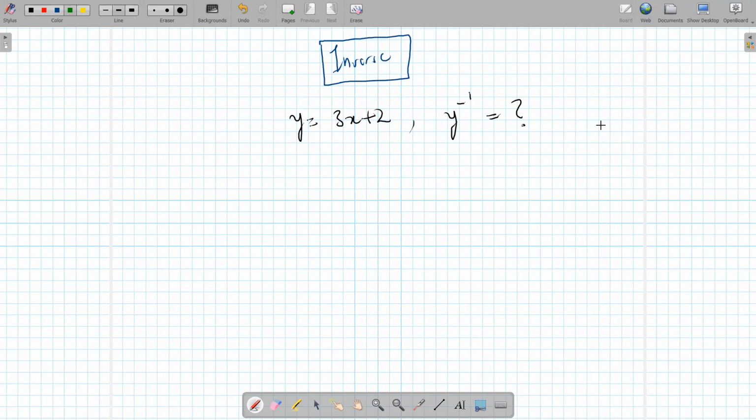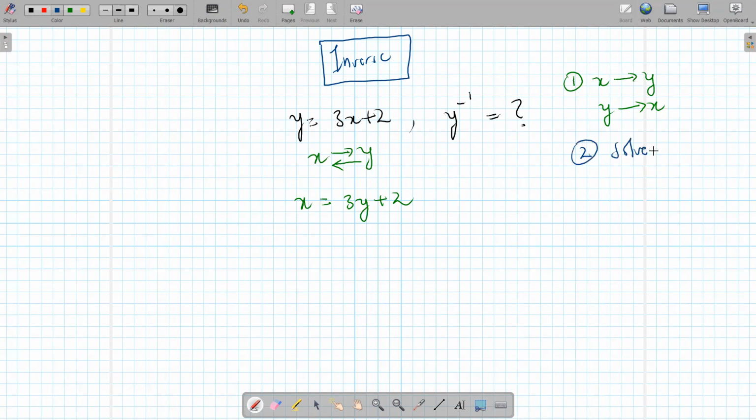It's pretty simple, actually. Step 1, you change the x into a y, and you change the y's into an x. This is called interchanging variables. x becomes y, and y becomes x. So we're going to rewrite this as x equals 3y plus 2. See that? That's step 1. Step 2 is now you solve for this new y.